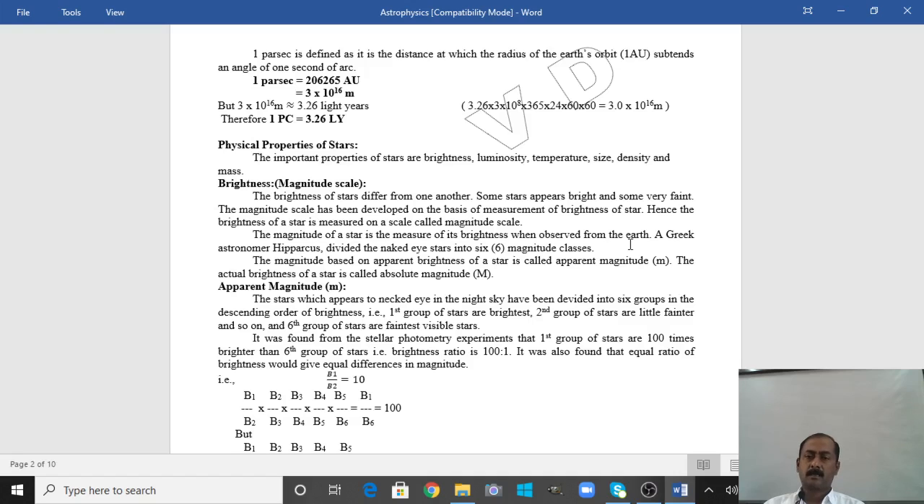Here the Greek astronomer Hipparchus divided the naked eye stars into 6 magnitude classes.